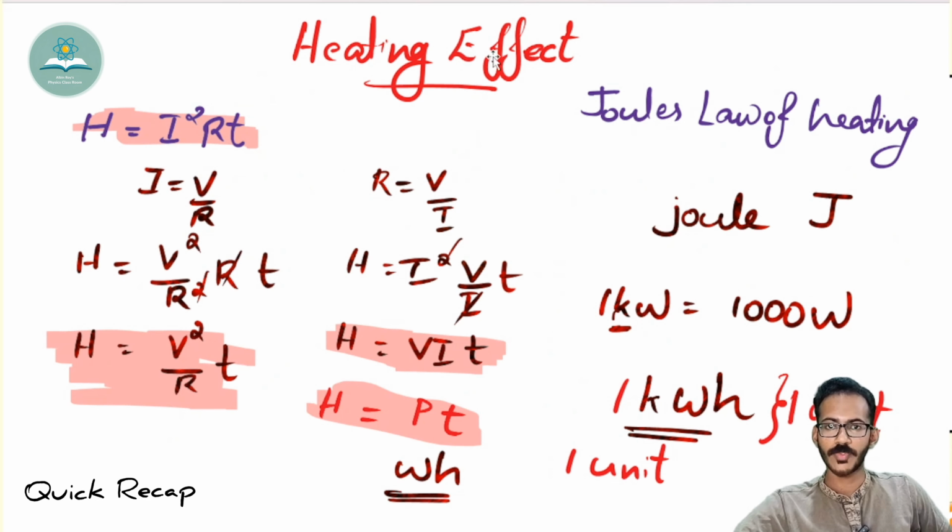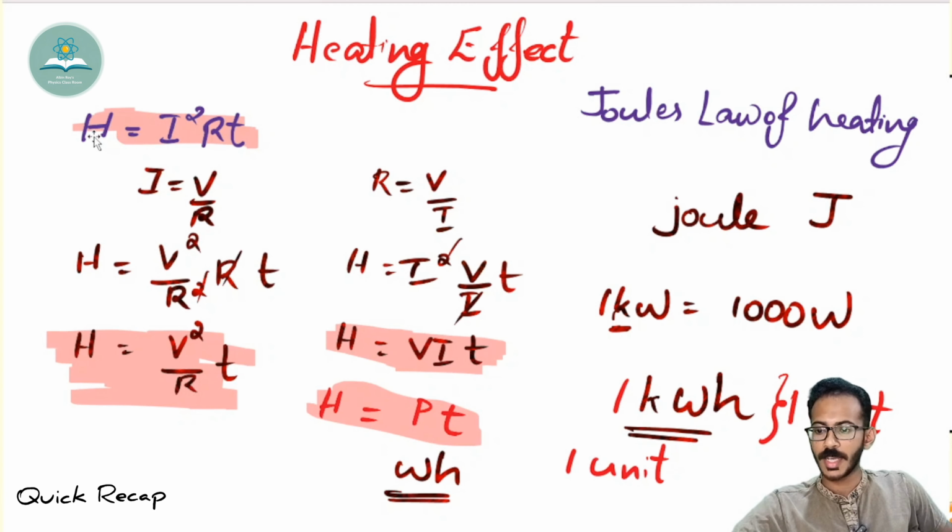Next is heating effect of electric current, which is also known as Joule's law of heating. The mathematical statement of Joule's law of heating is H is equal to I square RT. When we use Ohm's law and rearrange the equation, we'll get other equations as well. H is equal to V square by R into T. H is equal to V into I into T. H is equal to power into time. As we told earlier, heat is a type of energy. SI unit of any energy is Joule. In the case of electricity, heat can be calculated as power into time.